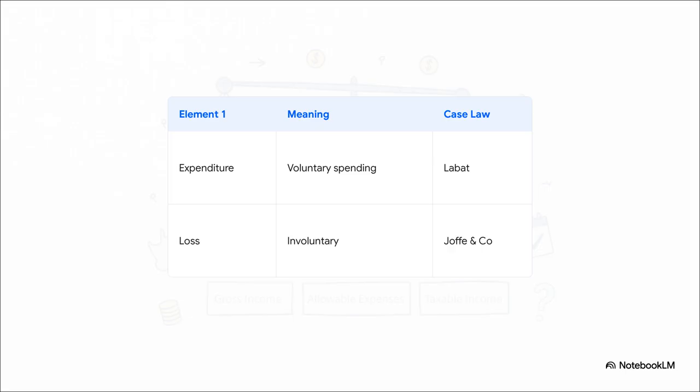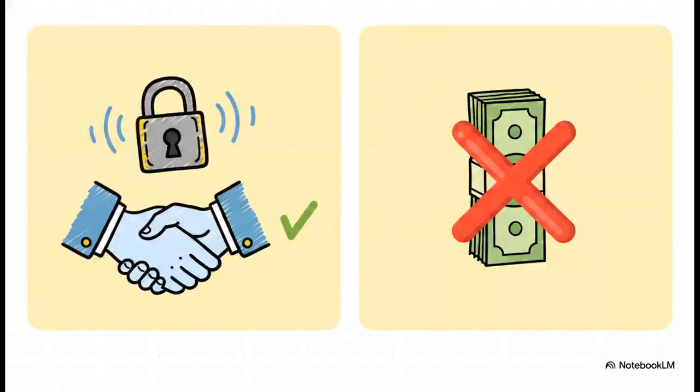And then we have the Joffy & Co. case, which beautifully distinguishes the two terms. Expenditure is a voluntary payment of money, whereas a loss is an involuntary deprivation. Moving right along to element 2, actually incurred.